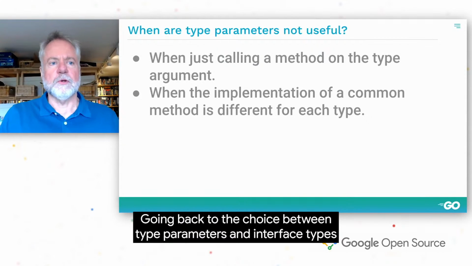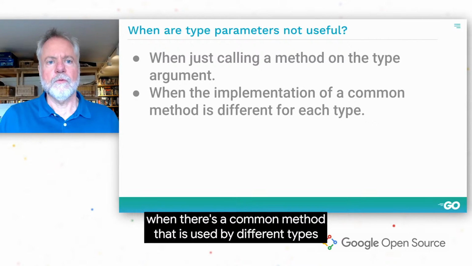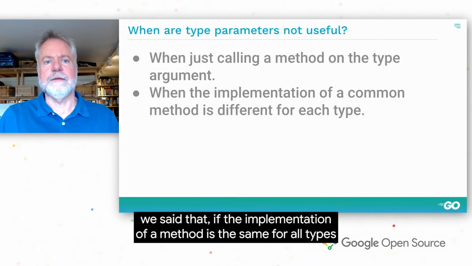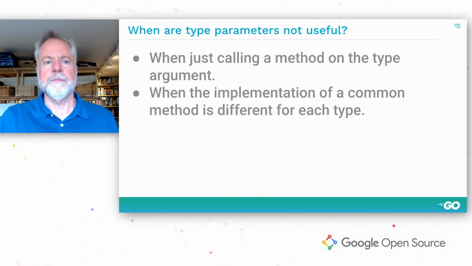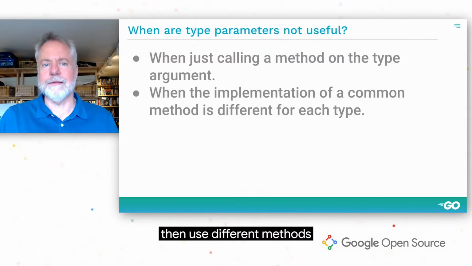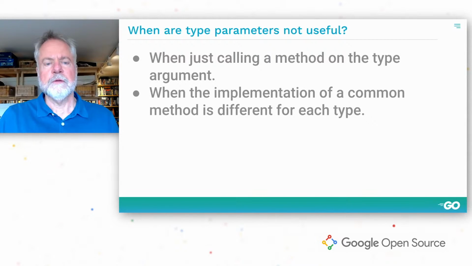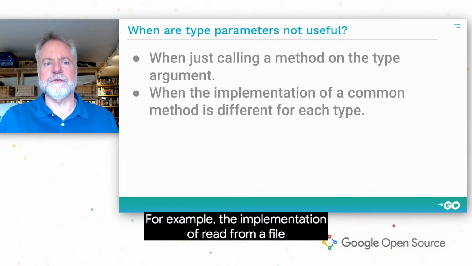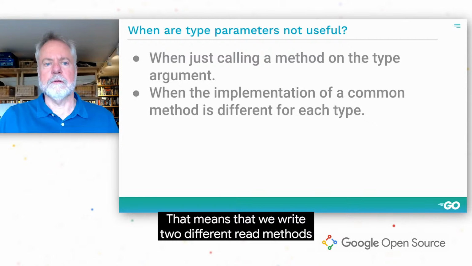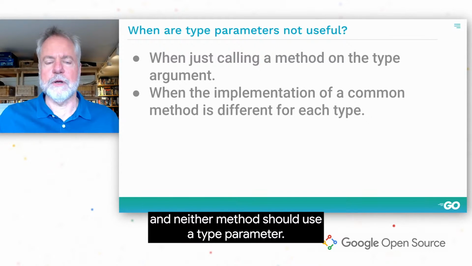Going back to the choice between type parameters and interface types, when there's a common method that is used by different types, consider the implementation of that method. Earlier, we said that if the implementation of the method is the same for all types, use a type parameter. Inversely, if the implementation is different for each type, then use different methods. Don't use a type parameter. For example, the implementation of Read from a file is nothing like the implementation of Read from a random number generator. That means that we write two different Read methods, and neither method should use a type parameter.